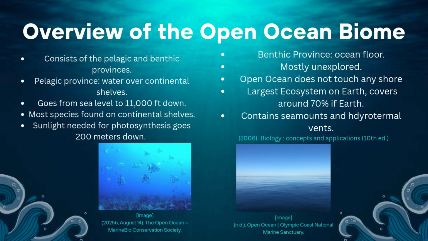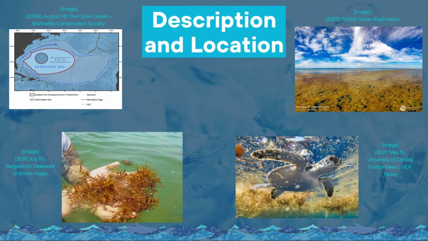So, that is most of the information that you need to know about the open ocean. The example we chose for this biome was the Sargasso Sea. I will now be handing it over to Arnav, who will explain about it more in depth. Thank you, Advik. So, our region is the Sargasso Sea, which is located in the northern Atlantic Ocean. The sea has clear blue water, which helps sun rays go deep into the sea.